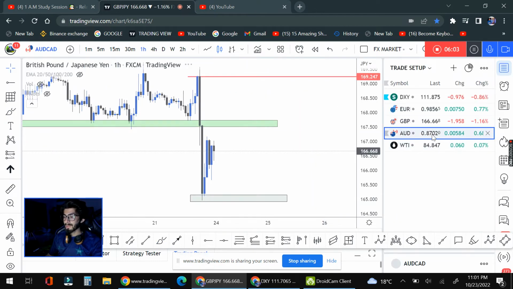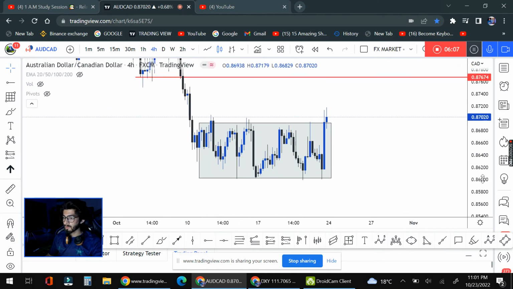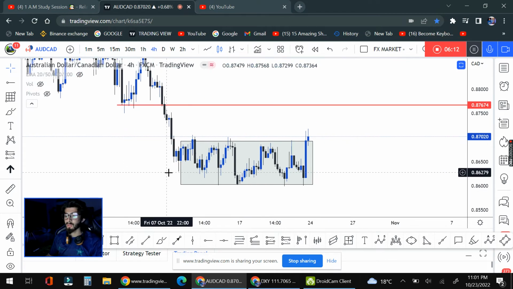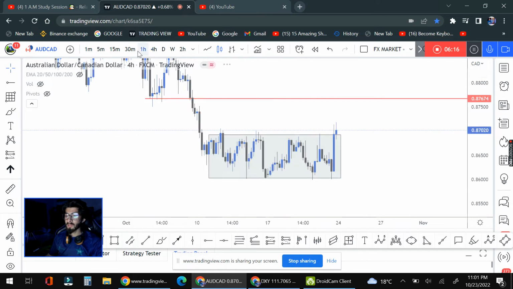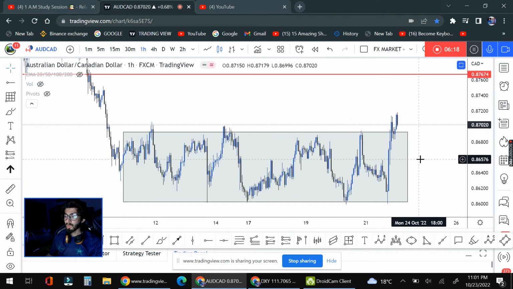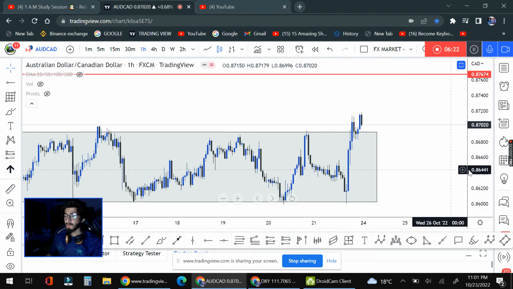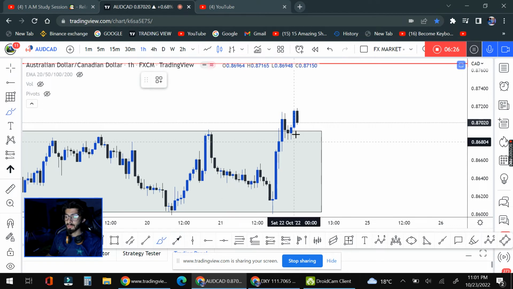Next is AUDCAD. Here you can see that price broke out of this range area and consolidation to the upside on the 4 hour and closed above this area. If we go to the 1 hour, you can see that price was in a range market, and now it has clearly broken this area and come to retest it.